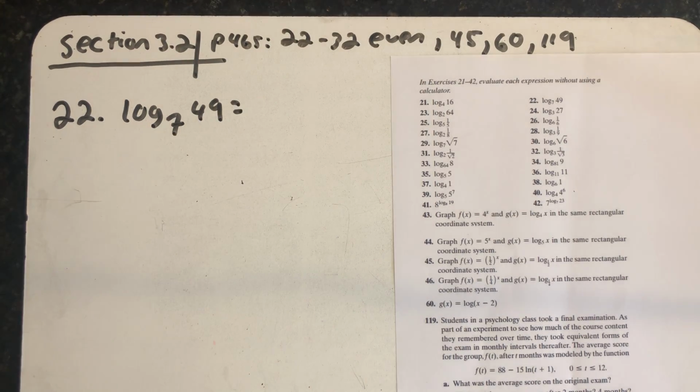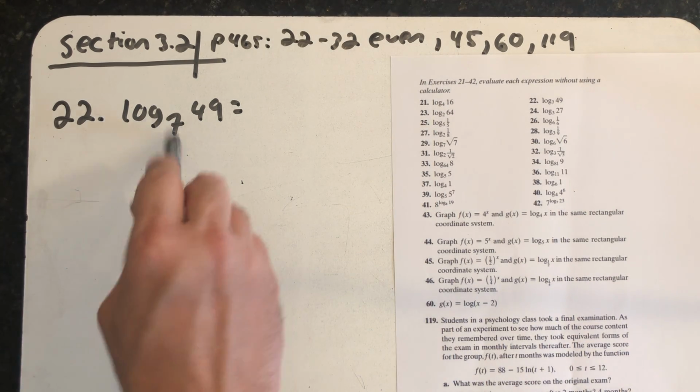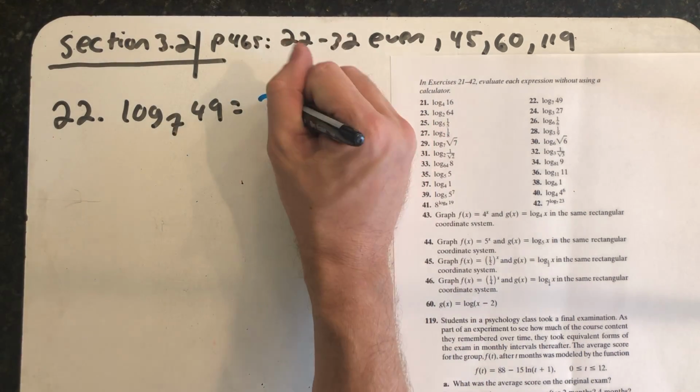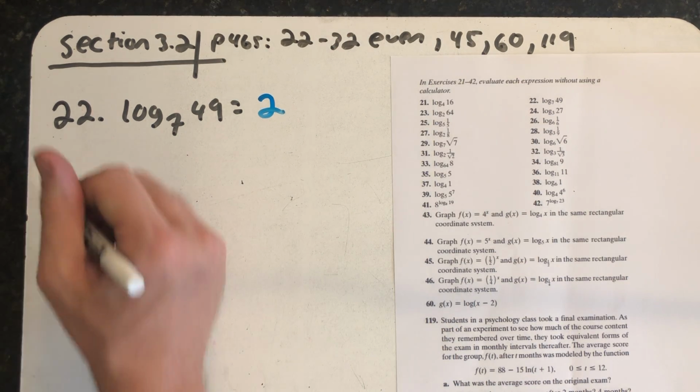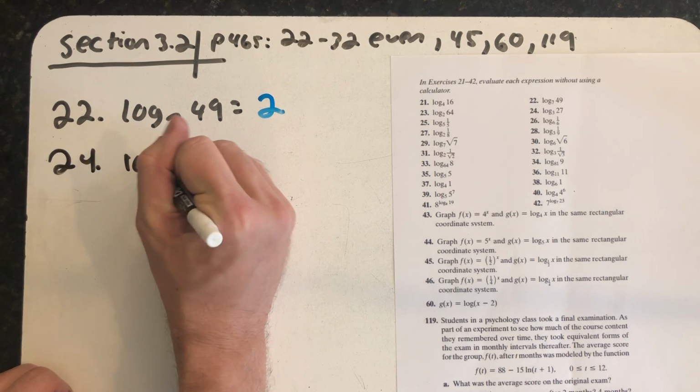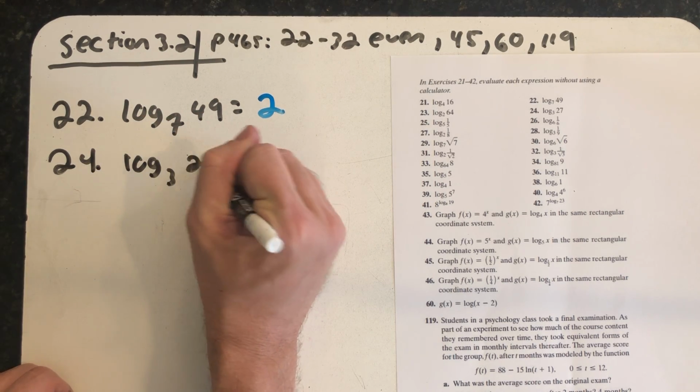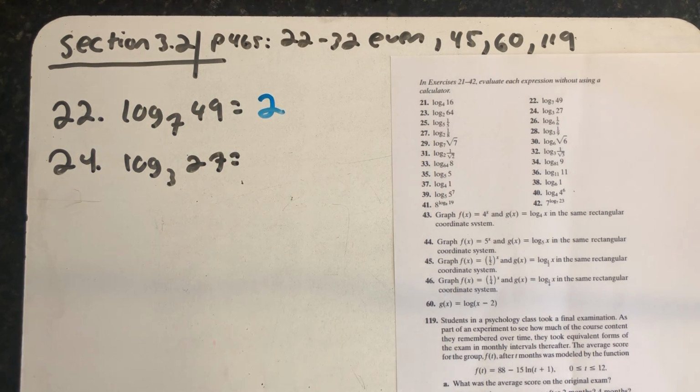Well, I remember that logarithms are exponents. So the log base 7 of 49 is asking me what power I raise 7 to get 49. Well, 7 squared is 49, so that must be 2. 24, the log base 3 of 27. Same idea. What power do I raise 3 to get 27? Well, 3 to the third is 27, so that must be a 3.